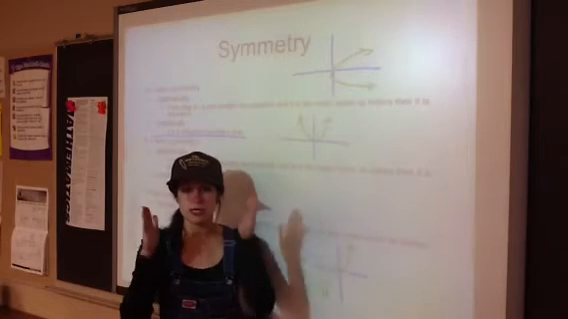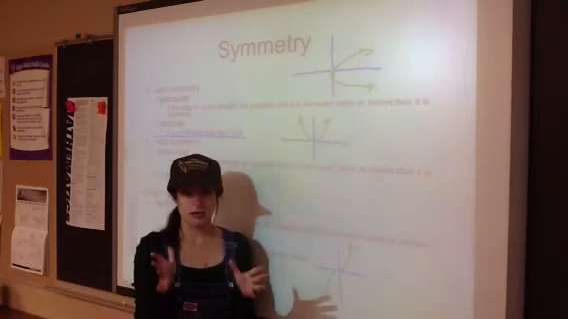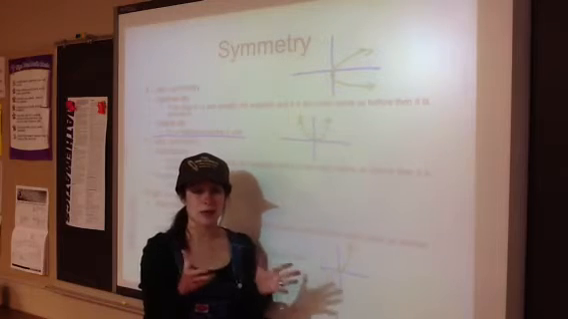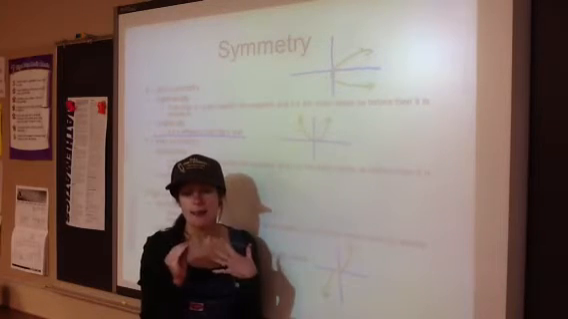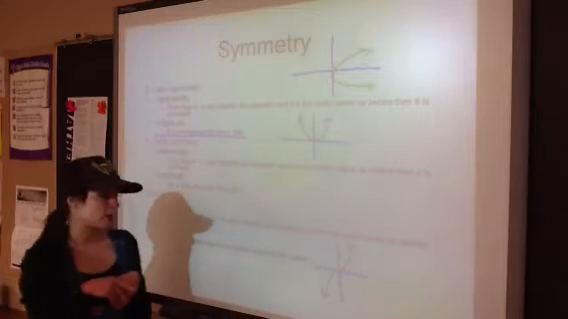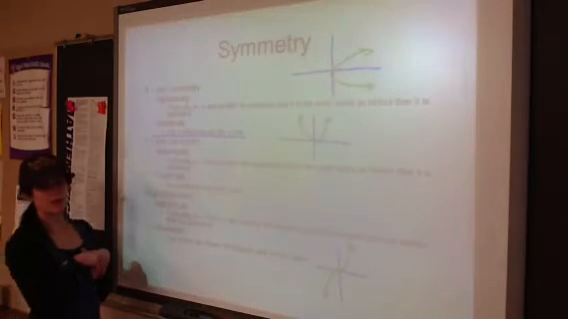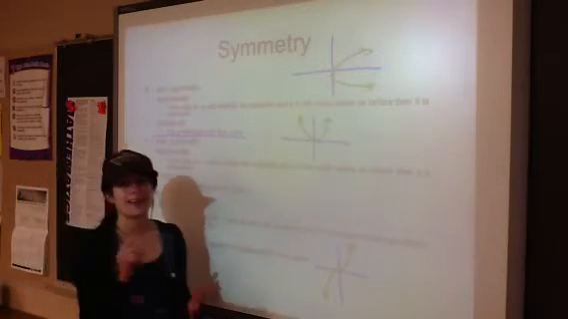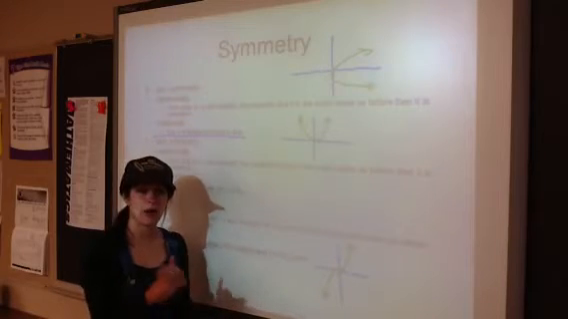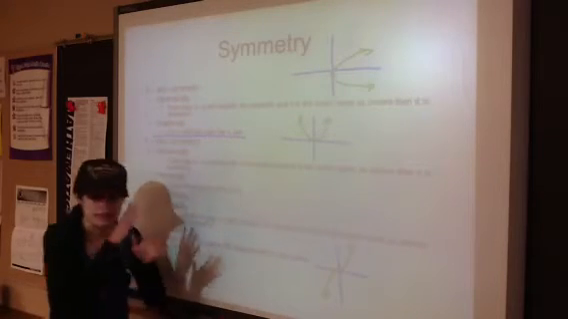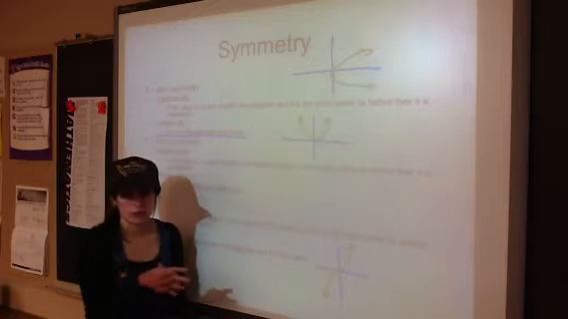And if the picture is the exact same shape, same design, same angle, same way it's pointing, then it will be origin symmetric. To find out algebraically if it is symmetric to the origin, you have to plug in negative x and negative y and simplify and see if you get the original equation out.